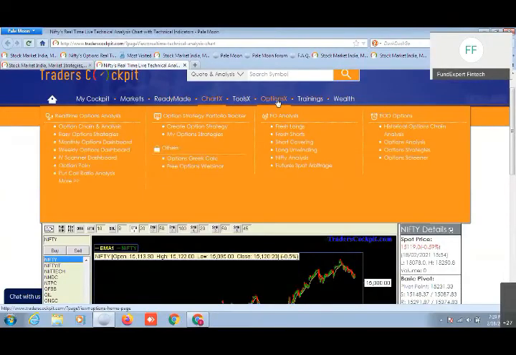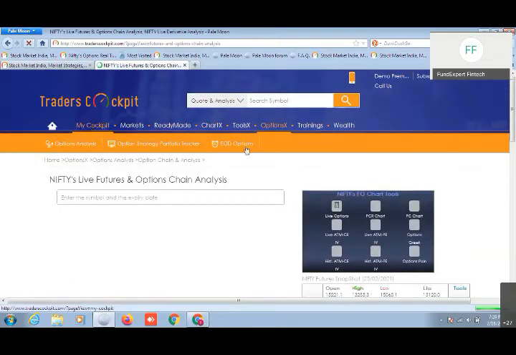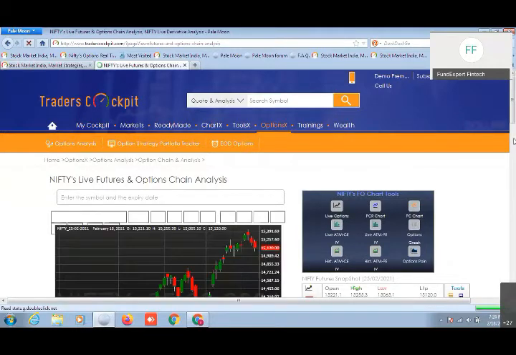When you come to the options segment page here, you'll find something called option chain analysis. Now, option chain analysis is a page which comprehensively helps you to analyze the options. Say, for example, you want to analyze which call option you can buy or which one you can sell, or the major open interest factors for that purpose.